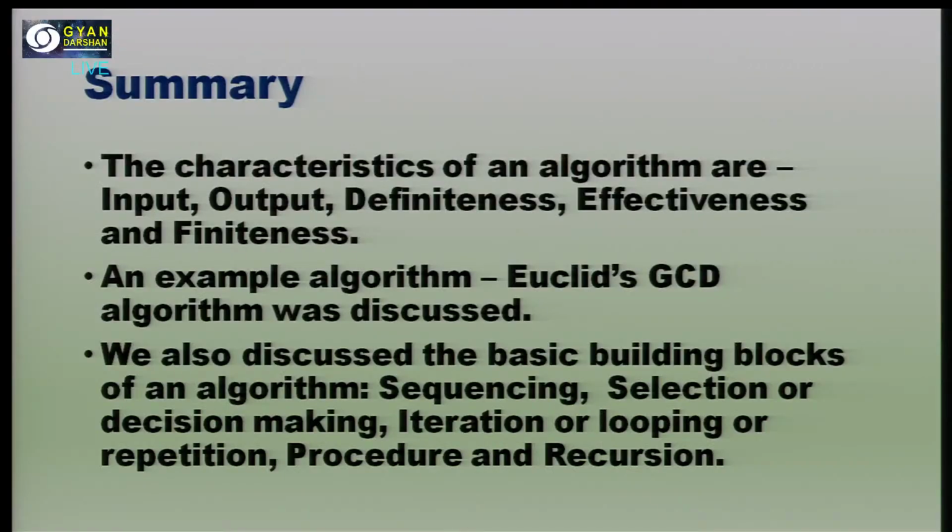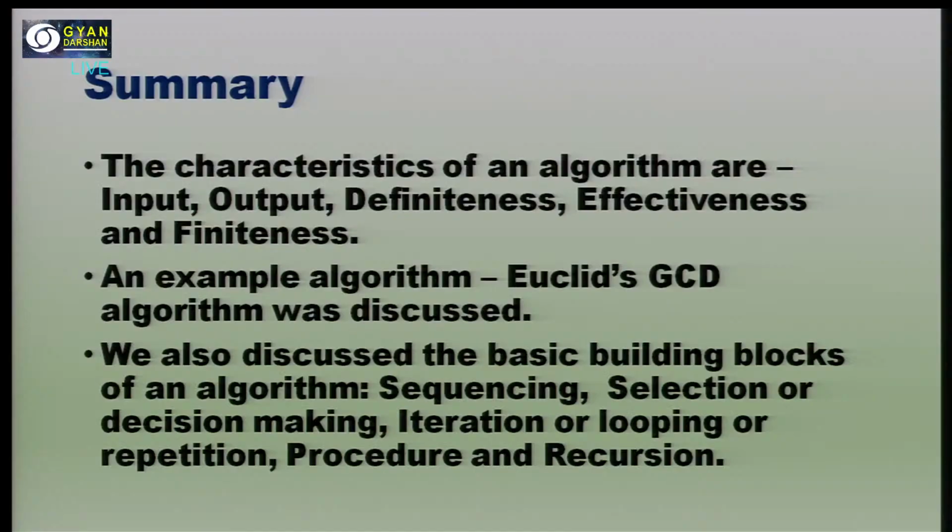So you must read through that particular component, and with this we come to the basic summary of this particular session. The characteristics of algorithms are input, output, definiteness, effectiveness, and finiteness. An example algorithm we discussed was the Euclid GCD algorithm. And finally, we also discussed the basic building blocks of an algorithm, which are sequencing, selection or decision making, iteration or looping or repetition, and procedure and recursion. With this, we end this particular session. Thank you for being with us.